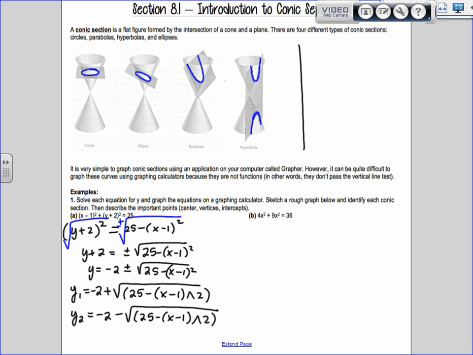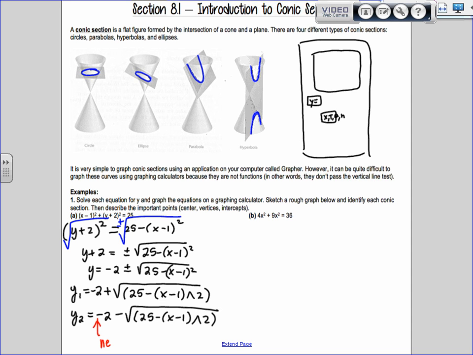Maybe I'll draw a little calculator up here for reference. On your calculator, you have a button that says y equals. So you're going to hit the y equals button. Then underneath the y equals, over here, is a button that says x, T, theta, n. Do you see that? That's your x button. So you're going to put in negative 2, not minus 2. This one is a negative sign. These ones are minus signs. So be really careful.